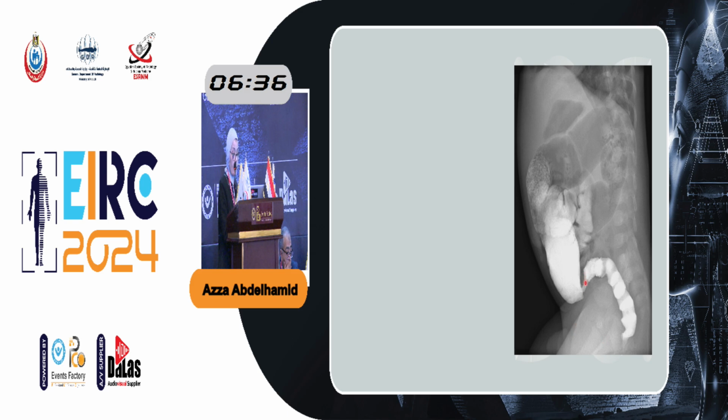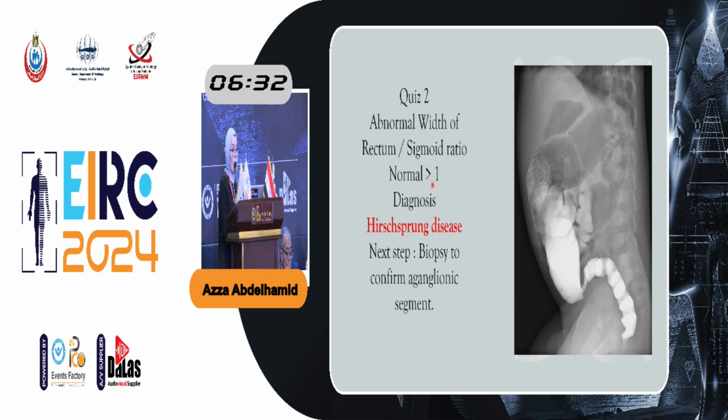What's this one here? So this is a typical case of Hirschsprung disease. And remember that the normal ratio between the rectum and sigmoid should be more than 1. In that case, it's less than 1. So this is typical.